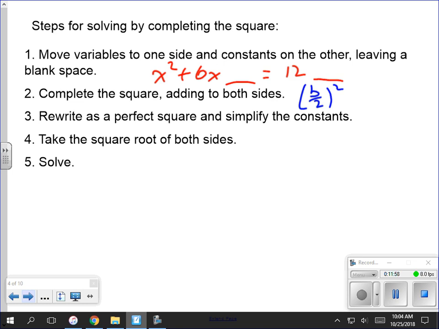Rewrite it as a perfect square. Okay, that means that you're going to have x plus or minus something squared. You're going to take that trinomial and rewrite it as a perfect square. That something is also easy to find. That something is the b over 2 that we squared.